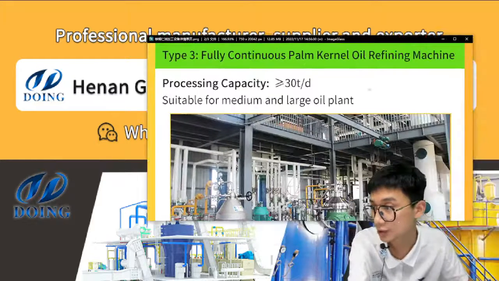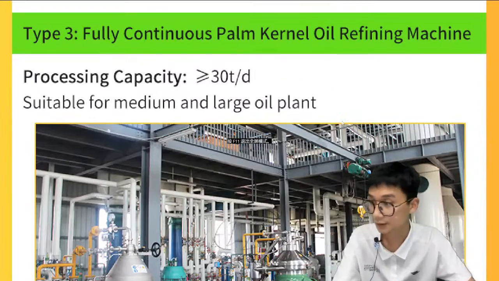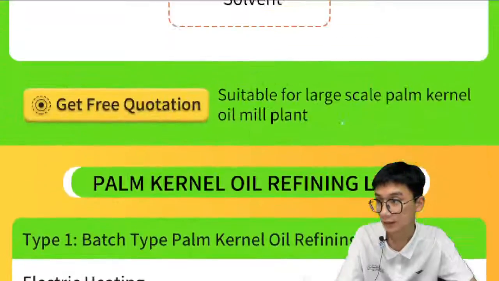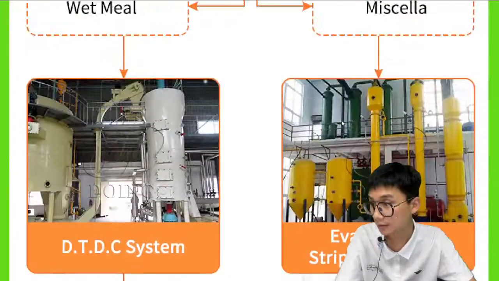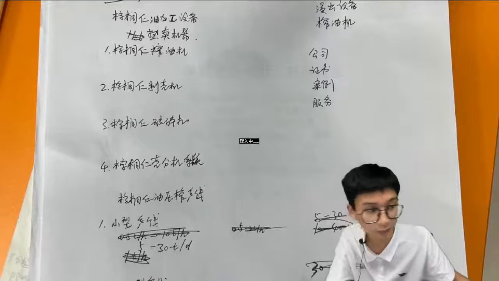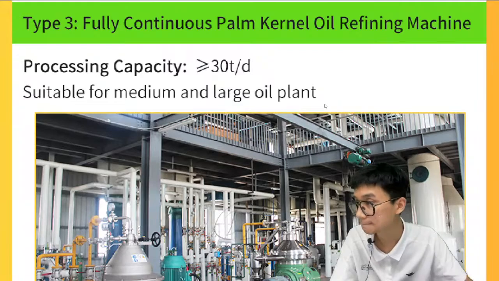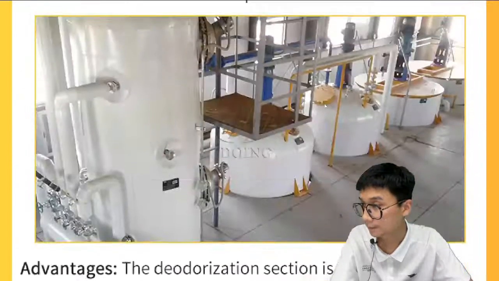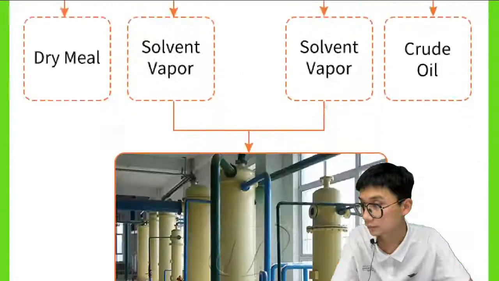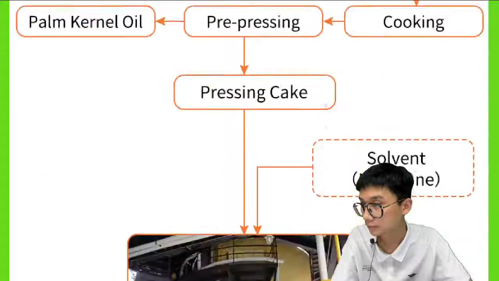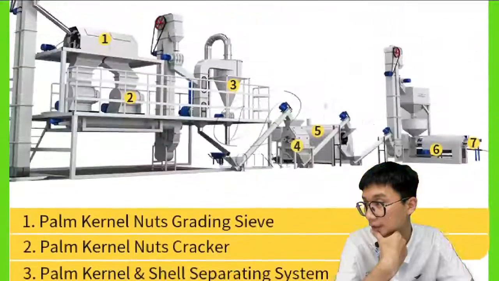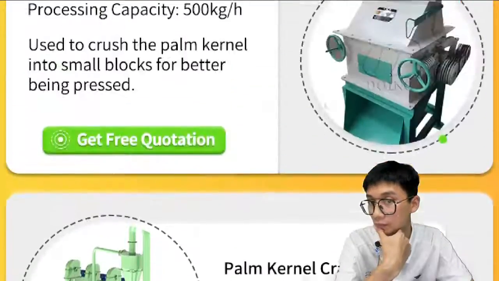And let me just show you this one for the palm kernel oil pressing line. Hold on a second, let me go up. Why is this one still for the... hold on a second, what happened? Yeah, this is our palm kernel oil pressing line.